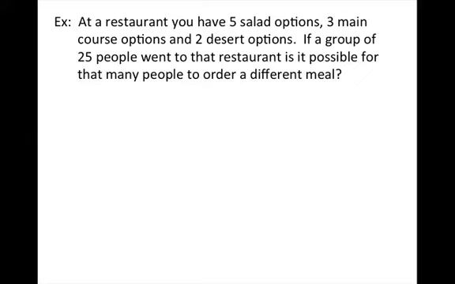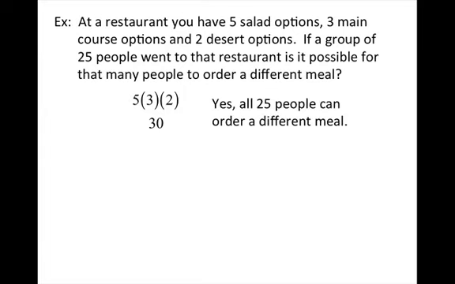And again, for an example like this, you just assume that all the meals go together, that the salad you choose does not affect or restrict the main courses that you choose, and the main courses that you choose do not restrict your dessert options. I have 5 salad options, 3 main course options, and 2 dessert options. If I multiply this, there are 30 possible different meal combinations. So if I have a group of 25 people, yes, all 25 people could order a different meal combination.